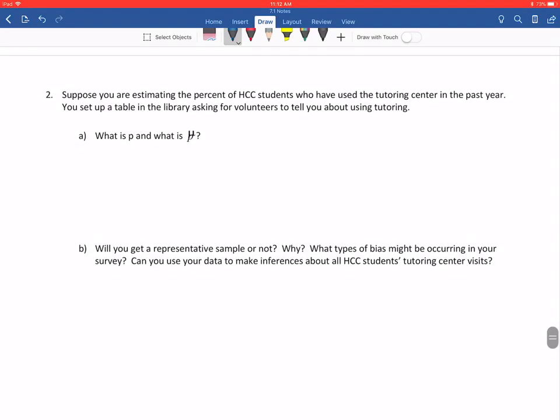I got a little notation problem here. I think what happened is this is supposed to be P hat. I'm not sure what happened there. But it says, suppose you're estimating the percent of Heartland students who have used the tutoring center in the past year. You set up a table in the library and you ask for volunteers to tell you about using tutoring. First of all, then it says, what is P and what is P hat?